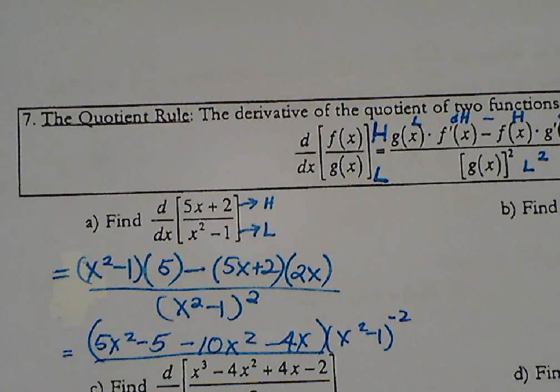Low d high minus high d low over low squared. You have to say it. That's the way it sticks.